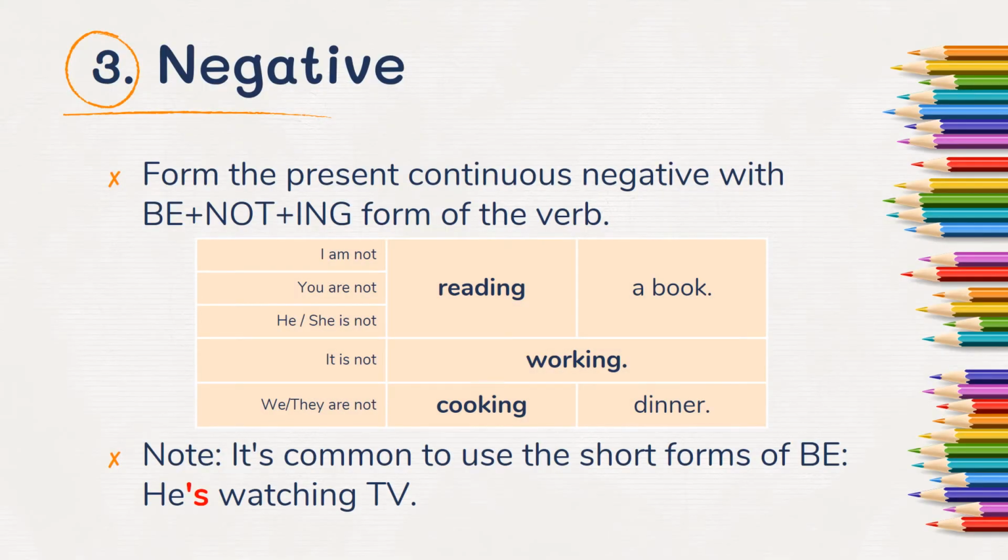The negative is done by be plus not plus ing, like I am not reading, you are not reading, they are not cooking. So you just add the not between the be and the ing form of the verb. Remember that you could always use the short forms of the be, like he's watching TV. They are very commonly used, especially in speaking.